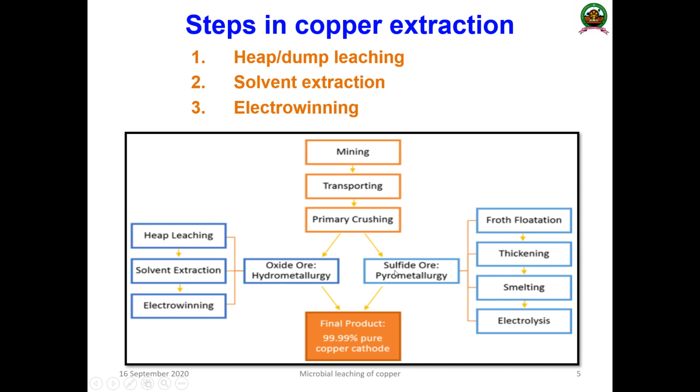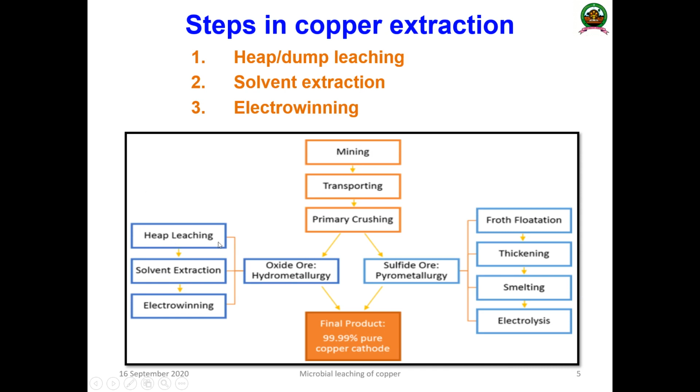Sulfide ore can also be processed using this particular approach, and this approach can be used for both. Finally, you will get the product, 99.99% pure copper metal. Initially, when you start, the ore has only 1% of copper. So this is the most important thing. All those other parts we are not going to discuss. We are going to discuss only this part, the industrial aspect.